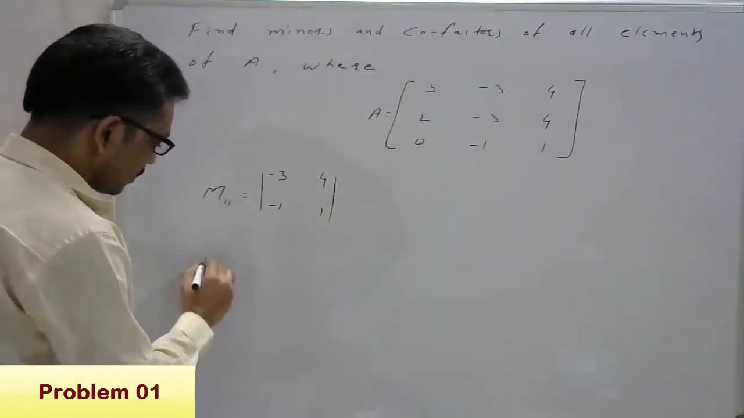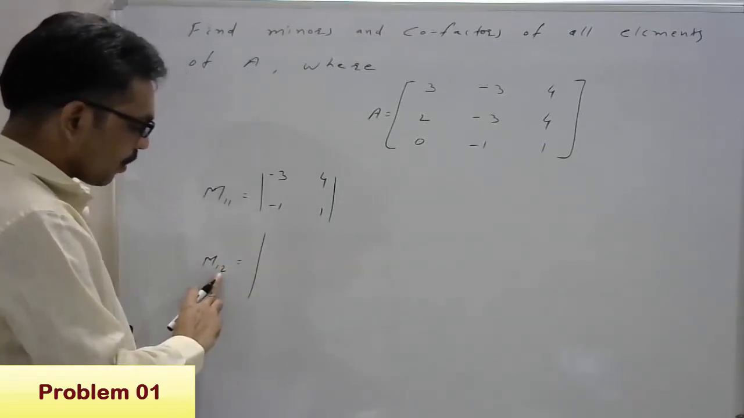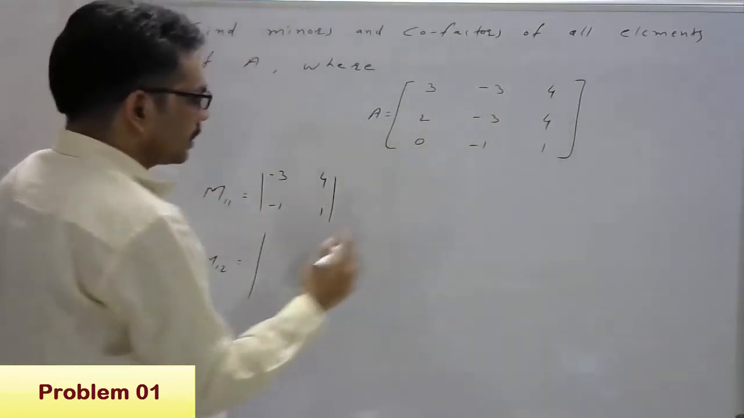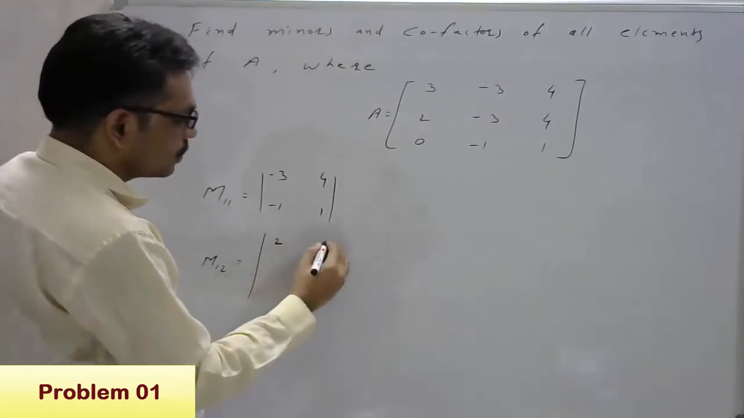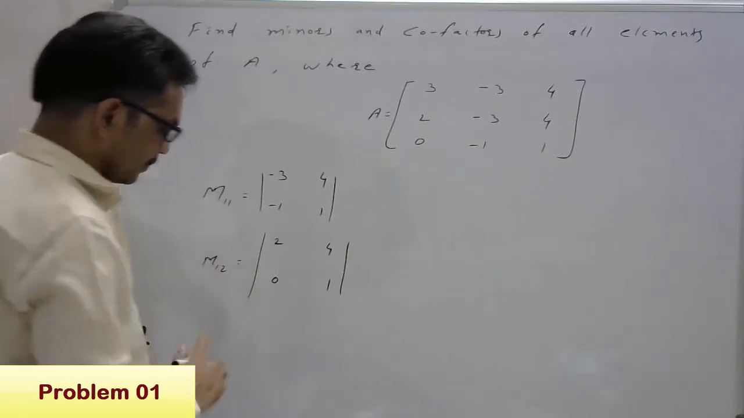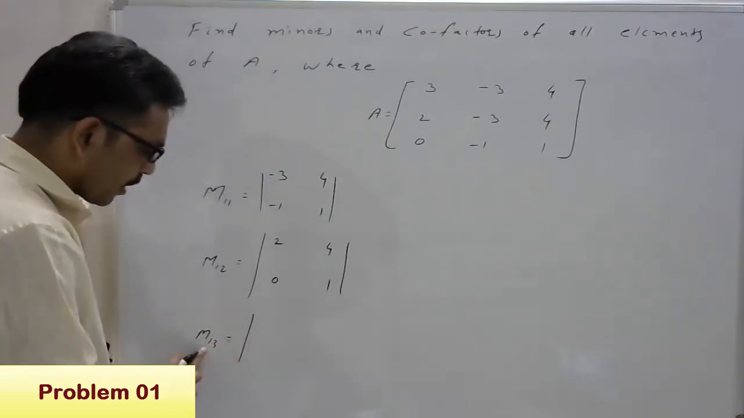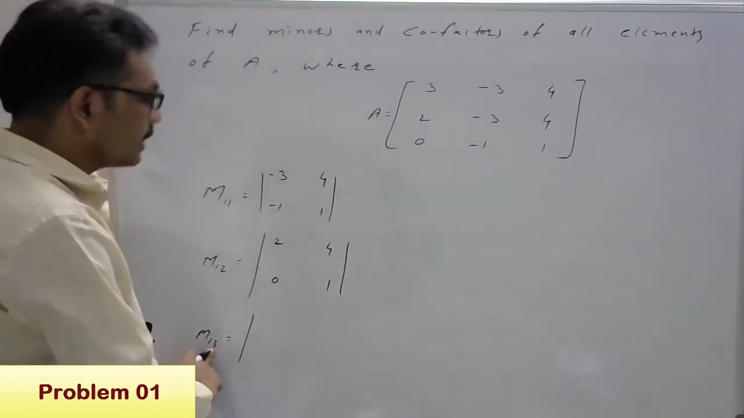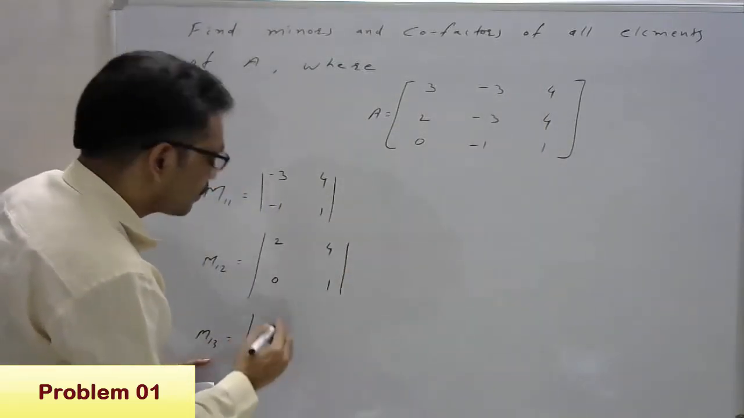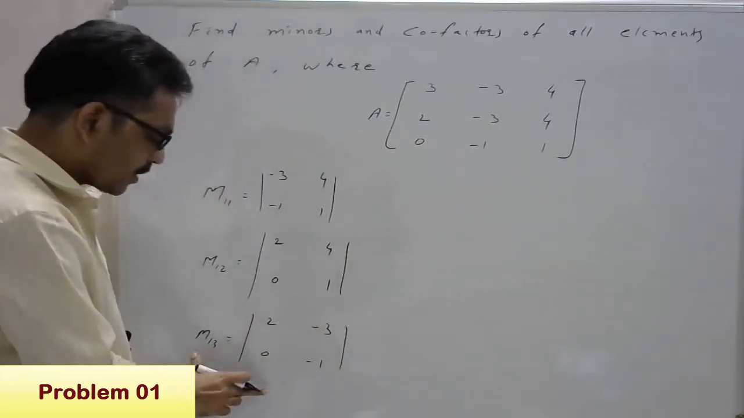The second minor M12 is obtained by deleting the first row and second column. Therefore, the elements are 2, 4, 0, 1. This is the minor M12. The minor M13 is obtained by deleting the first row and third column. Therefore, the determinant has elements 2, -3, 0, -1. This is the minor M13.